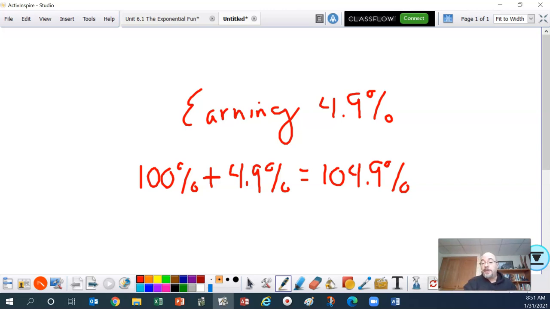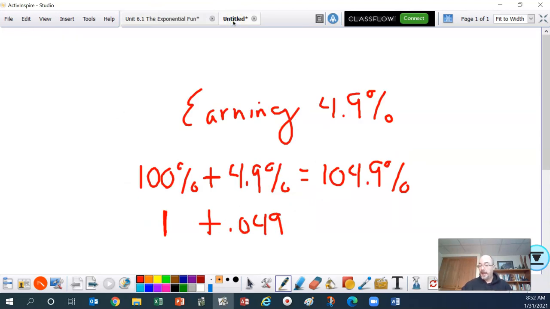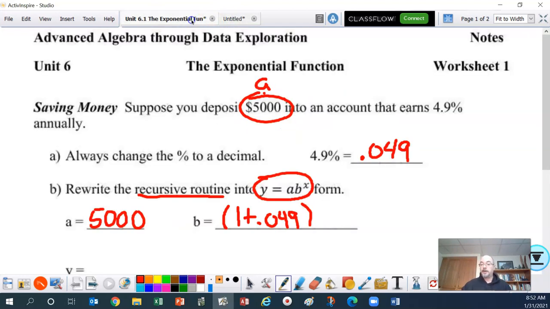Now, the decimal for 100%, ladies and gentlemen, is a 1. And the decimal for the 4.9% is 0.049. So, let's go back. The b, ladies and gentlemen, is 1 plus 0.049. So you understand where that 1 came from, okay? So again, it comes from that. Okay, rewatch that if you didn't quite get it. Now, I can simplify that and just put 1.049 if I wish, because when I add them together, that's what I get.